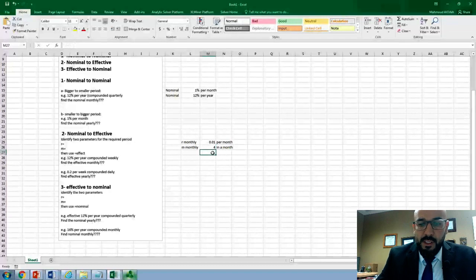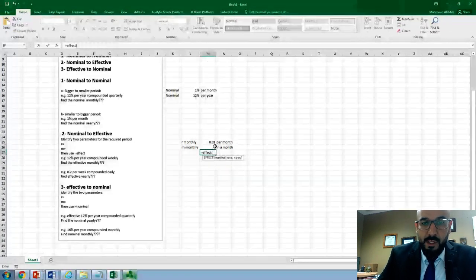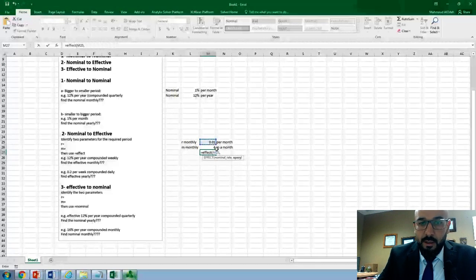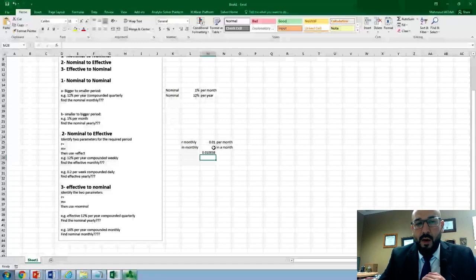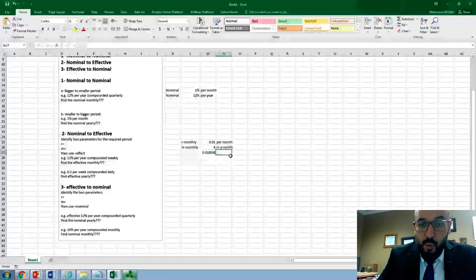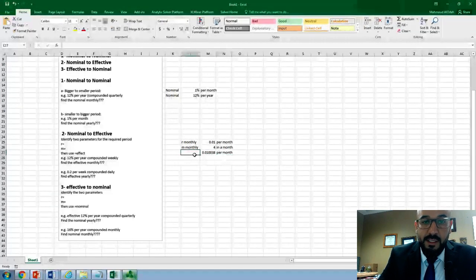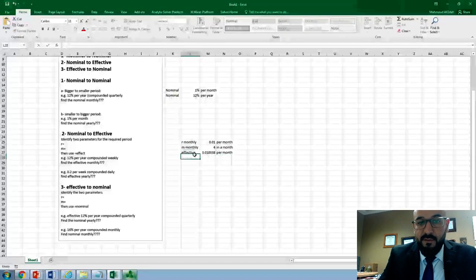And now, next, we use the effect function using Excel. We say the nominal is 1%. How often? 4 times a month. So that would give you 1.010038 per what? Per month. And this is what? This is the effective interest rate.